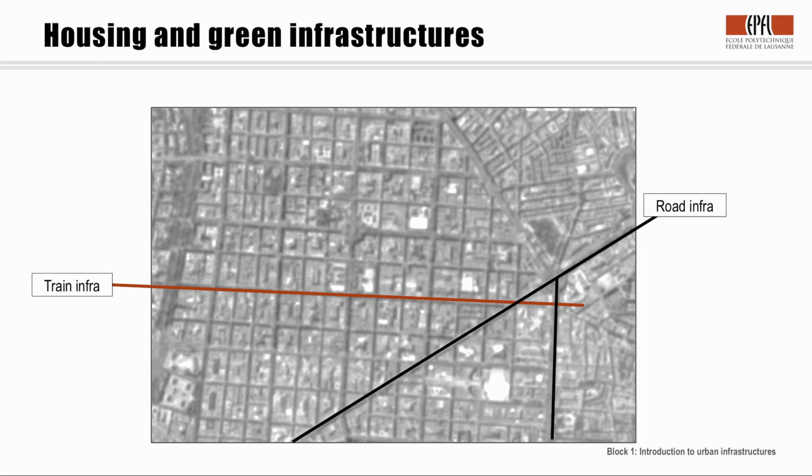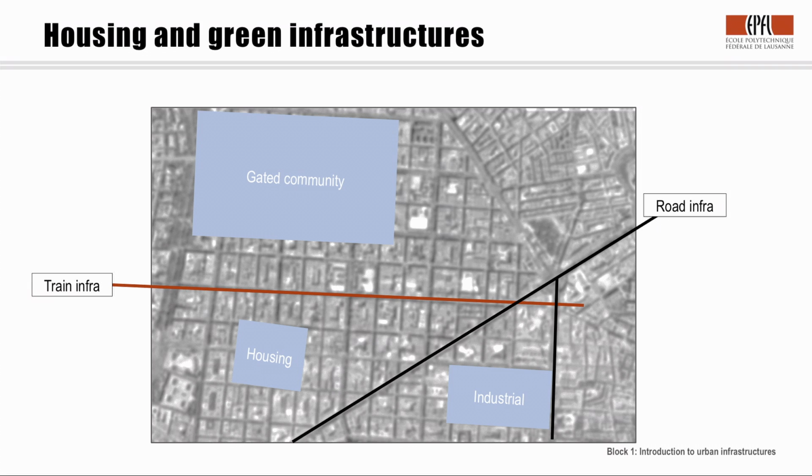If we move to housing and green infrastructures, there are several types of housing infrastructures. There are typical houses, of course, but there are also factories, industrial constructions, and we see increasingly, especially in emerging countries, we see gated communities. Those are entire areas that are private, that are closed off, but they are located physically within a city.